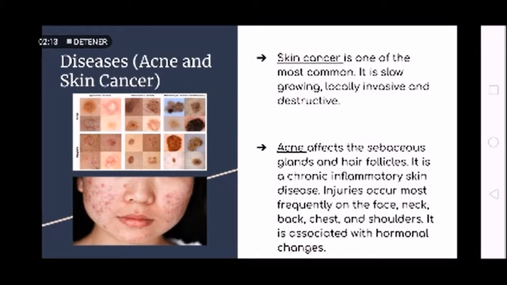The most common diseases are skin cancer and acne. Skin cancer is slow-growing, locally invasive, and destructive, and acne affects the sebaceous glands and hair follicles. It is a chronic inflammatory skin disease. Injuries occur most frequently in the face, neck, back, chest, and shoulders. It is associated with hormonal changes.